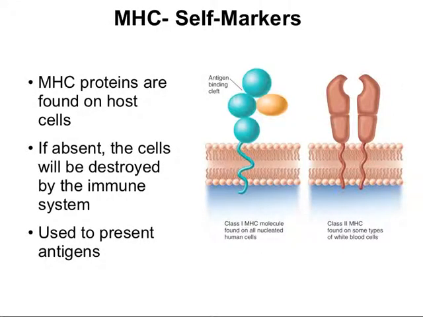MHC proteins, again, are found on host cells. If they're absent, the cells will be destroyed by the immune system. Generally, these MHC complexes are used to present different antigens. MHC1 molecules are found on all nucleated human cells. And then MHC2 complexes are found on only some types of white blood cells. As we go through the rest of this chapter, you'll see how these come into play.